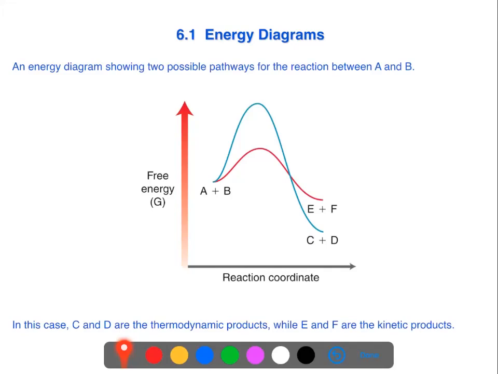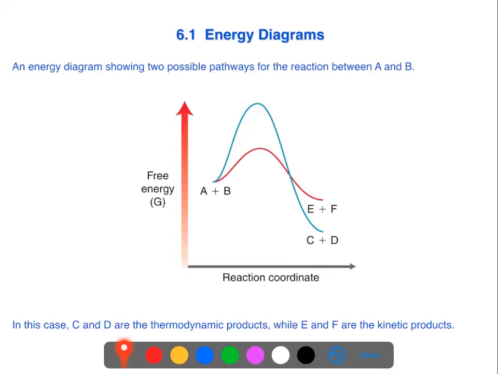Now, if we look at this particular example, we have a scenario where thermodynamics will favor one pathway, but kinetics will favor an alternate pathway. So you can see that in this case, C and D is favored thermodynamically, as the more stable products, but E and F, via the red path, will be kinetically favored. And so we will sometimes encounter reactions in chemistry where you have one set of products that are favored kinetically, but another set of products that are favored thermodynamically.